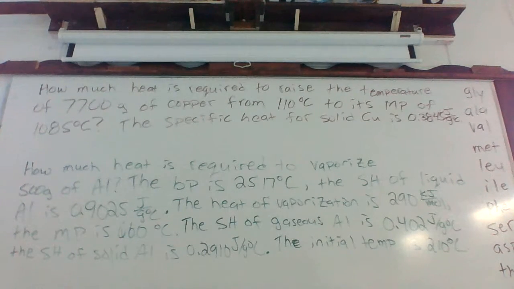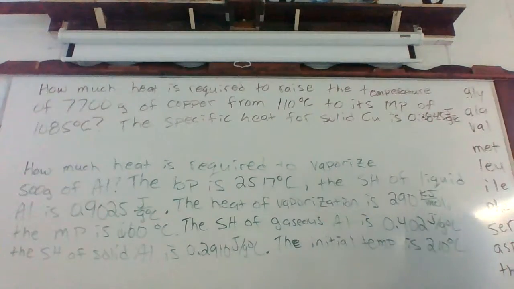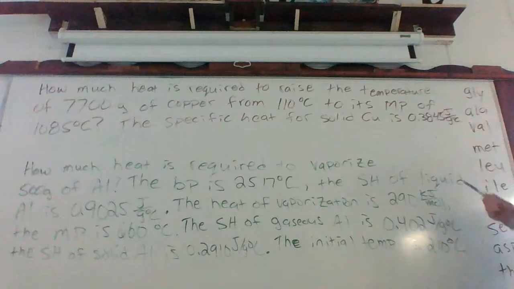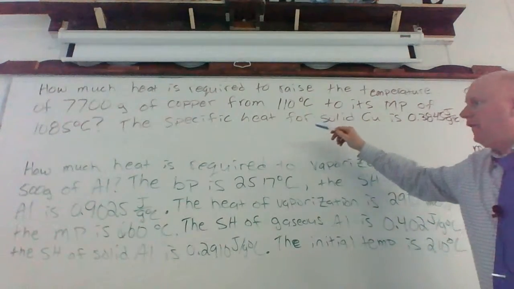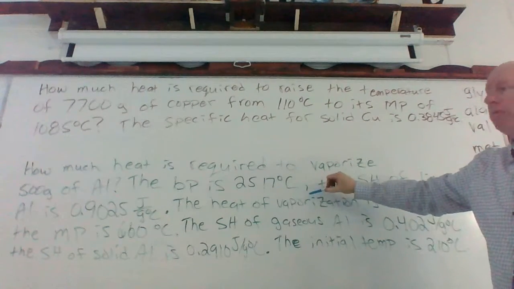Okay, so the difference between these two is that this is quite a vast temperature range. This top one is just saying, if we had copper at 110 degrees centigrade, how much heat would be required to raise it to its melting point? So you don't have enough information to see all the different phases and how much energy that would take, unlike with this bottom problem, okay?